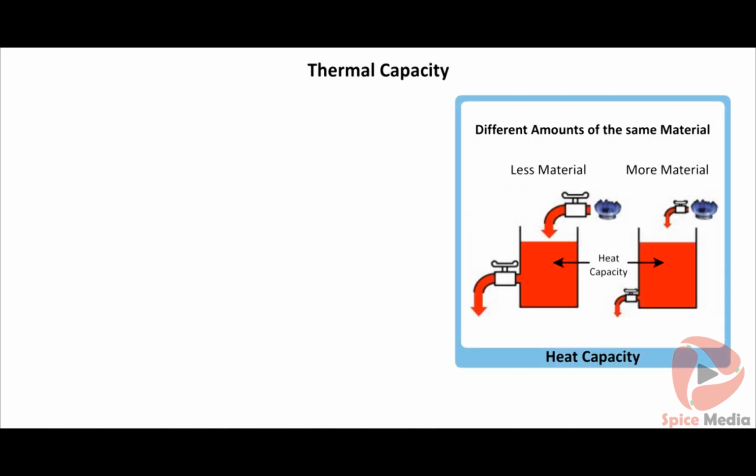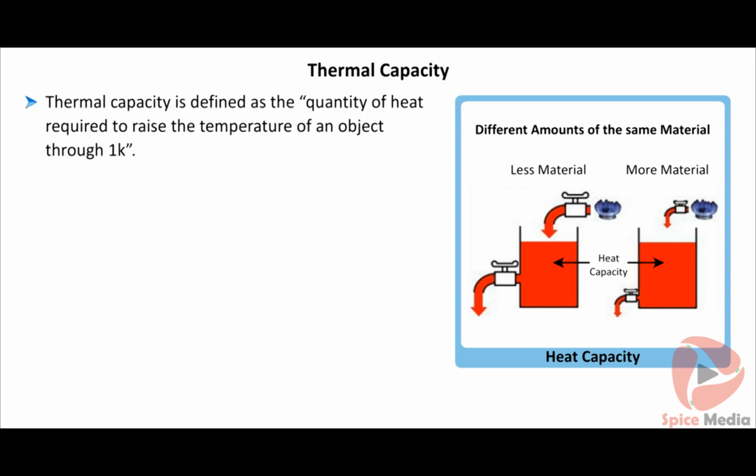Specific heat capacity is an important intensive property of matter, which is expressed in relation to a unit of mass. But the concept of thermal capacity is more useful as an extensive property of matter, which is proportional to the size of the system. Thermal capacity is defined as the quantity of heat required to raise the temperature of an object through 1 K. Thermal capacity is given by the equation C is equal to Q by delta T. The SI unit of thermal capacity is joule by Kelvin, J/K or J K to the power minus 1.